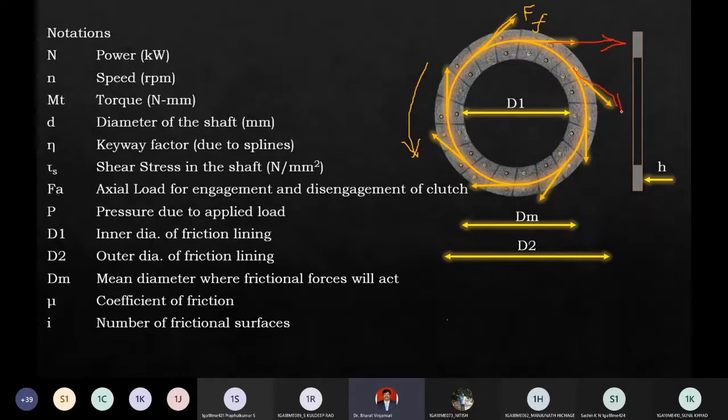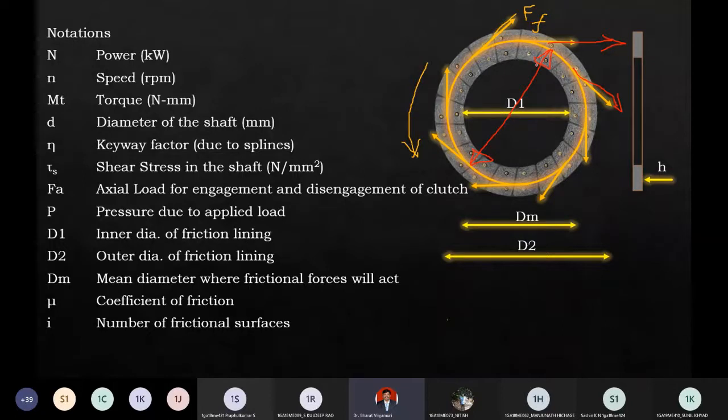Now the point is where the frictional force will be acting. I call this the mean diameter. From here to here, this diameter is called the mean diameter. The mean diameter means the frictional force will not act continuously on the entire plate. Instead, it will be acting at a particular point.